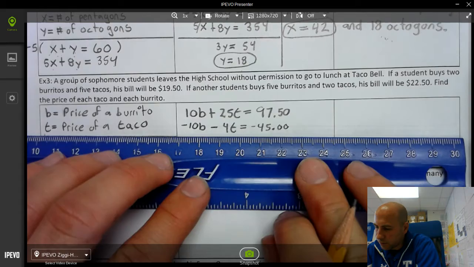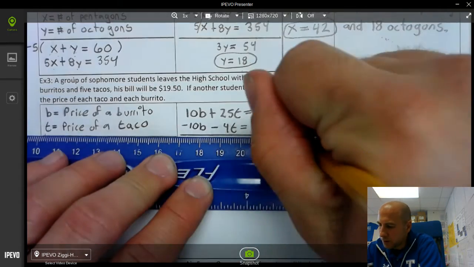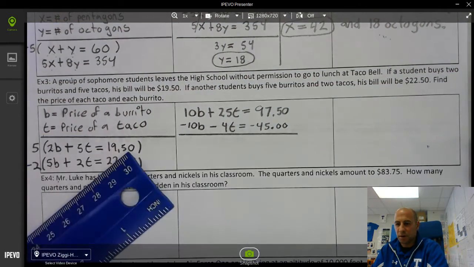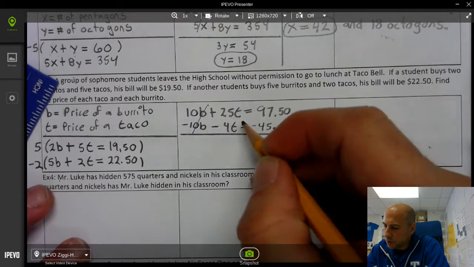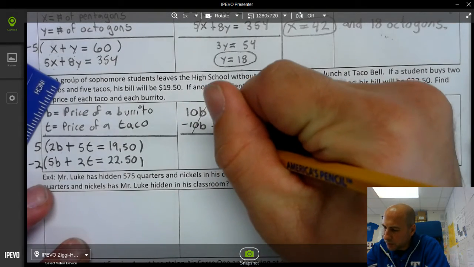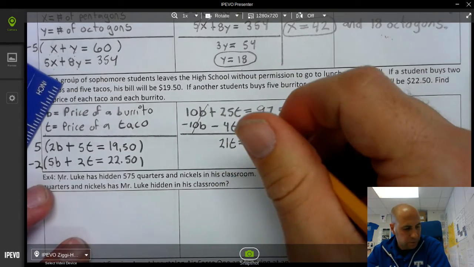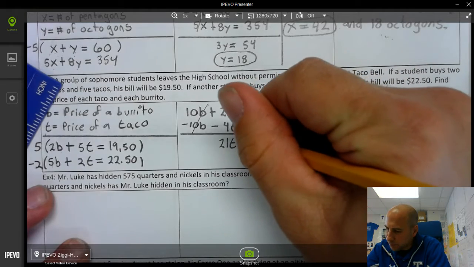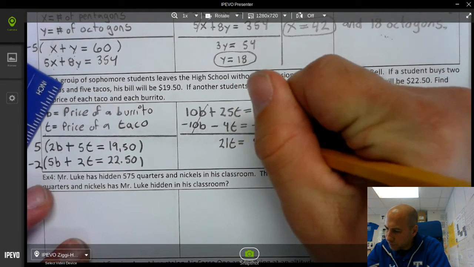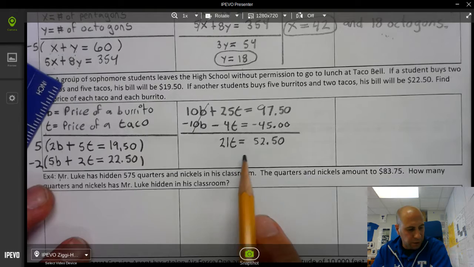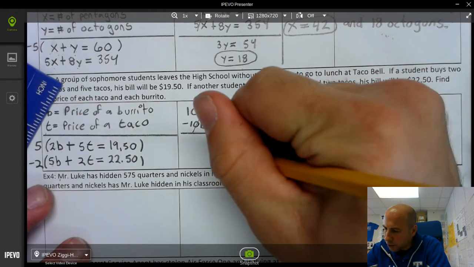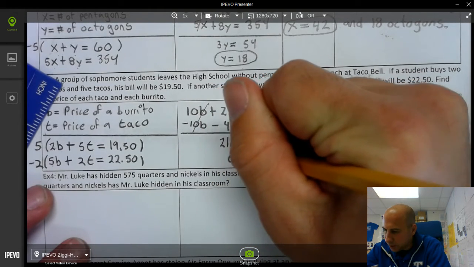All right, we add, or in this case, subtract vertically. So that cancels. Then you get 21t equals 5250. Divide both sides by 21. A taco at Taco Bell costs $2.50.